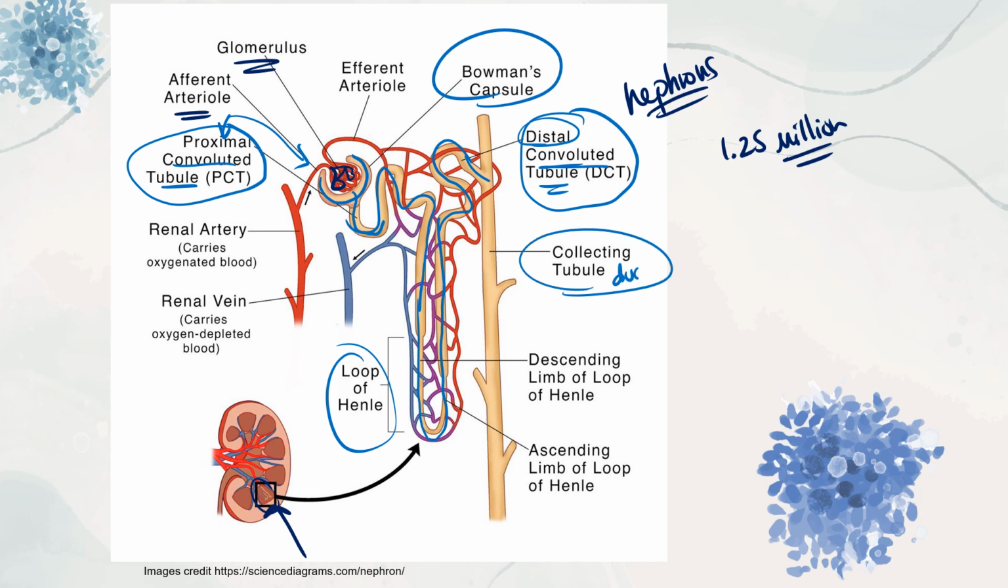Sometimes we call it the collecting duct. Same thing. That collecting duct is going to send that urine to the pelvis of the kidney. There it is going to get sent into the ureter, to the bladder, to the urethra, and then out of the body.